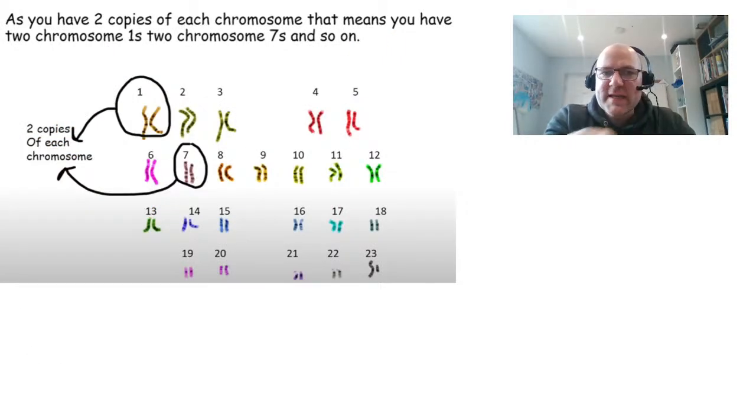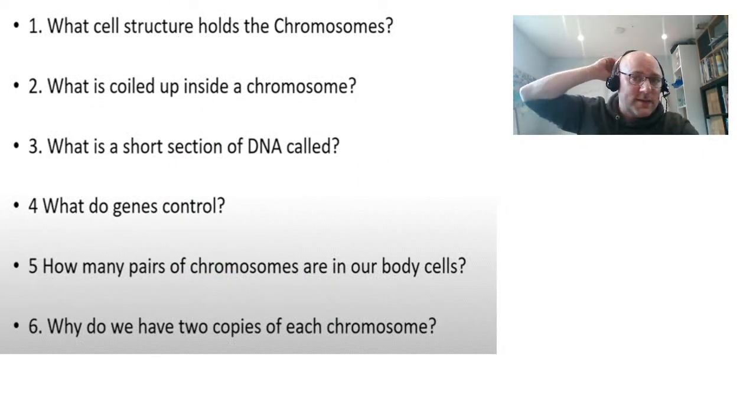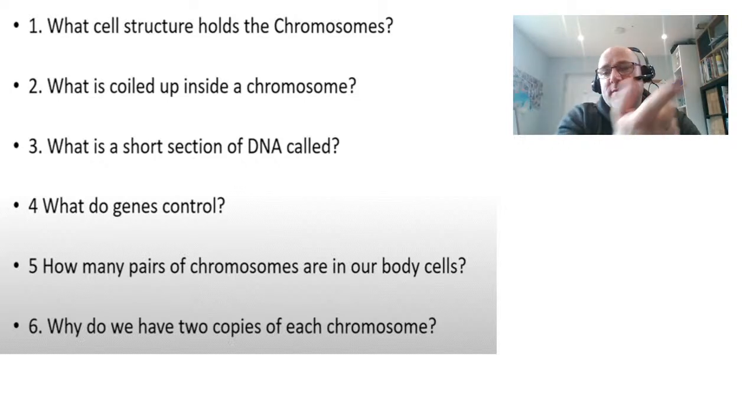So you can see here they're not X's, they're just threads. You have 46 chromosomes like threads. Before we do something called mitosis, they double into X's. So, if I was to ask you these questions, what structure in your cell holds the chromosomes? What would you say? Where would you find chromosomes in your cell?